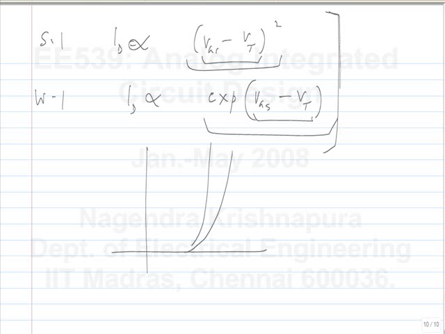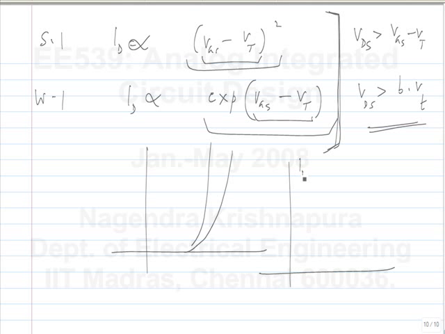In each of these cases, both of these are true when VDS is greater than a certain value. In case of strong inversion, this is VGS minus VT. In case of weak inversion, it is again some multiple of the thermal voltage; I've run out of constants. If your VDS is below this, then it may be linear, it may not be linear, but it will not follow this expression. So each of these expressions is valid only above that.